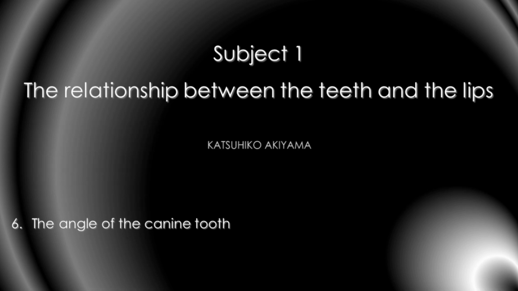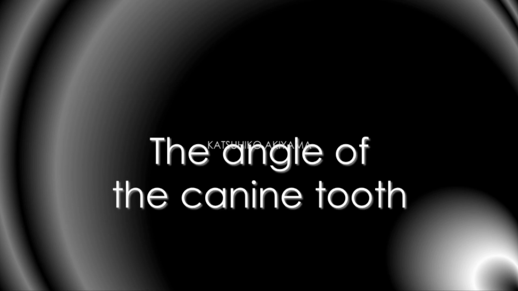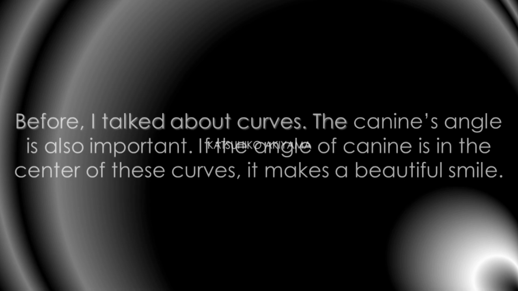Subject 1. The relationship between the teeth and the lips. Number 6. The angle of the canine tooth. Before, I talked about curves. The canine's angle is also important. If the angle of the canine is in the center of these curves, it makes a beautiful smile.